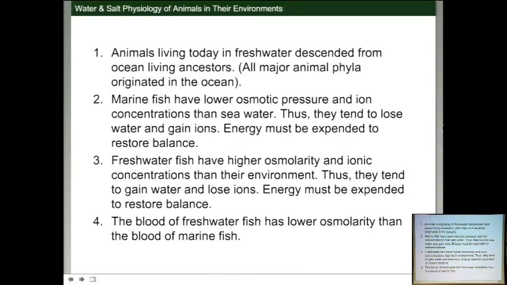Freshwater fish, on the other hand, have a higher osmolarity and ionic concentrations in their blood than the environment. So they have the opposite effect, the opposite challenge. They tend to gain water, and they tend to lose ions. And again, energy has to be expended to restore this balance. And as it turns out, the blood of freshwater fish has lower osmolarity than the blood of marine fish. As part of the adaptation to freshwater, there's a decrease in the blood osmolarity.